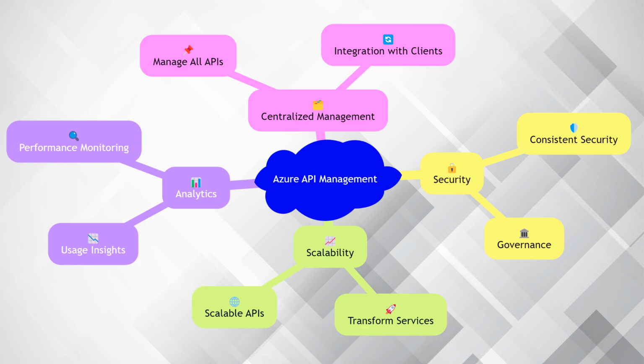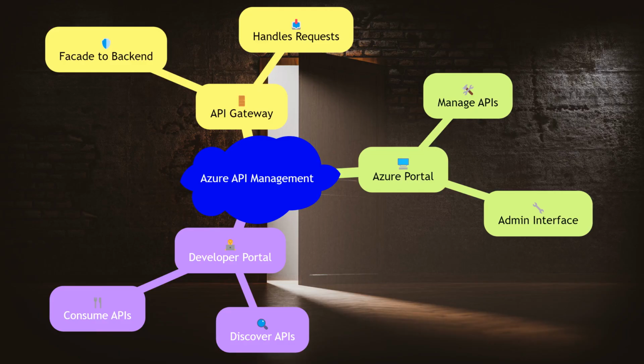It allows you to manage all your APIs in one place, ensuring consistent security and governance. With APIM, you can transform your services into scalable, manageable, and secure APIs that can be consumed by various clients. Azure API Management consists of three main components: API Gateway, Azure Portal, and Developer Portal. The API Gateway acts as a facade to the backend services, handling all incoming API requests.